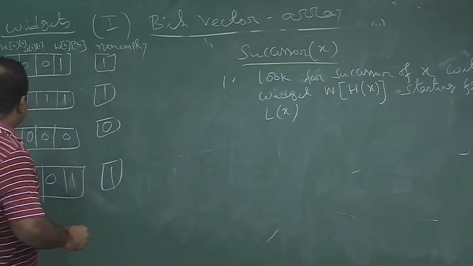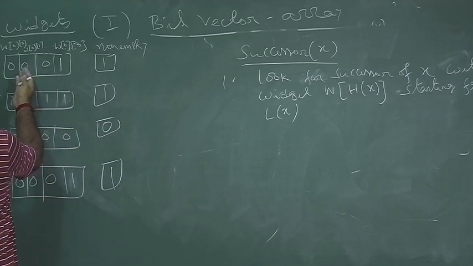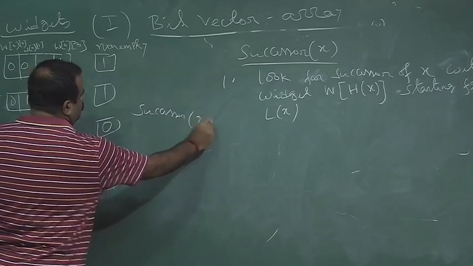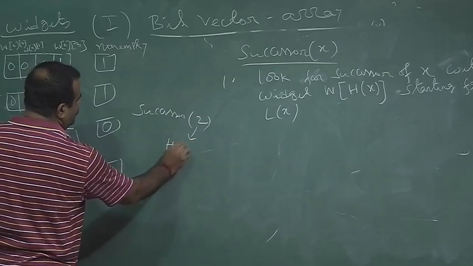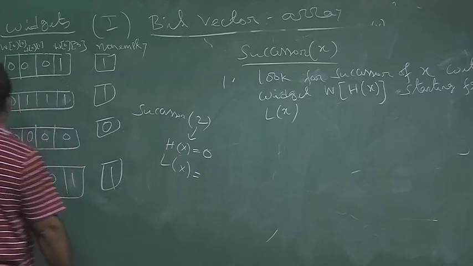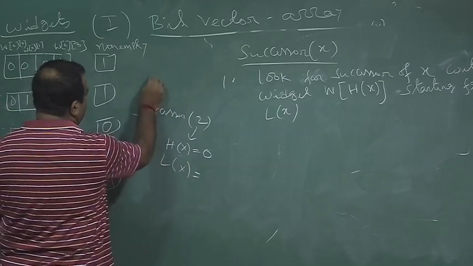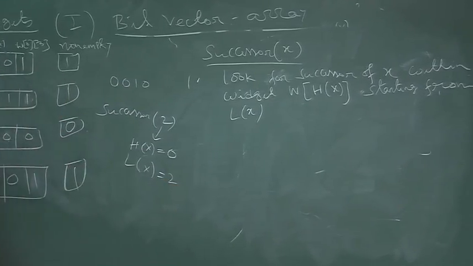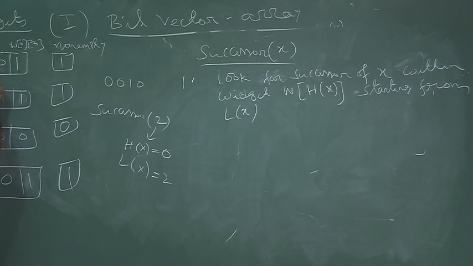Okay. Suppose we want to find the successor of, say, 1, successor of 1 or 2. So, what is the high of x? High of x is 0 and low of x is basically 0 1, so this is basically 0 0 1 0. So, low of x is 2. So, we will start from this widget and we will start from this low of x. After that, we will find the successor in this block. Suppose if this is 0, then we have to look at the next non-empty block.